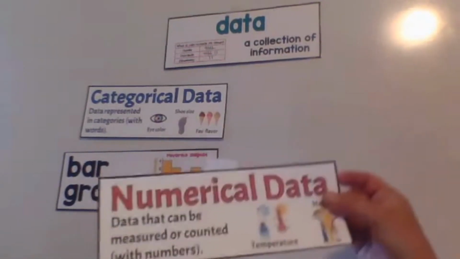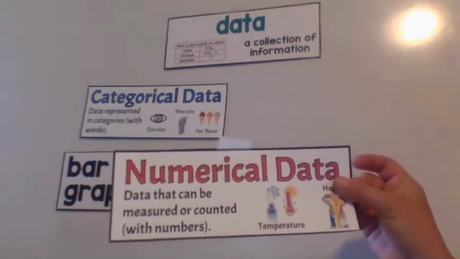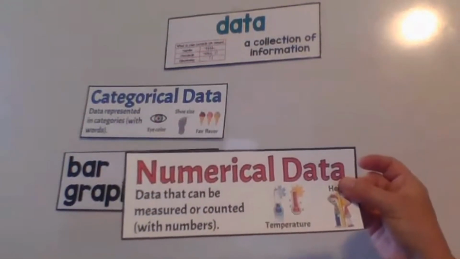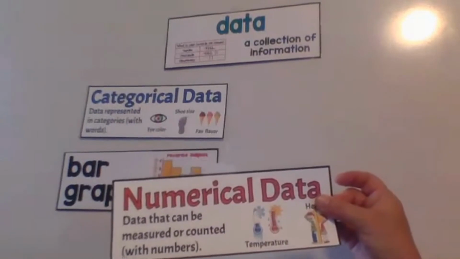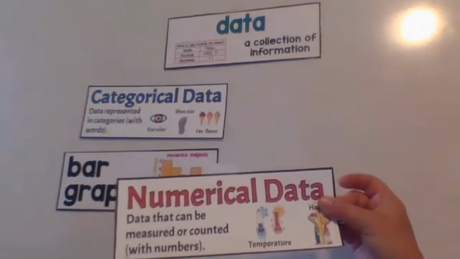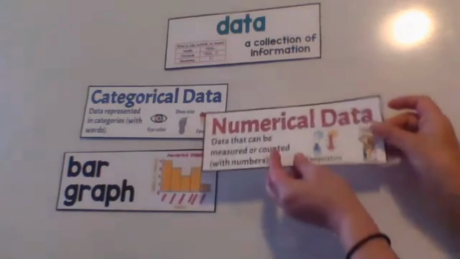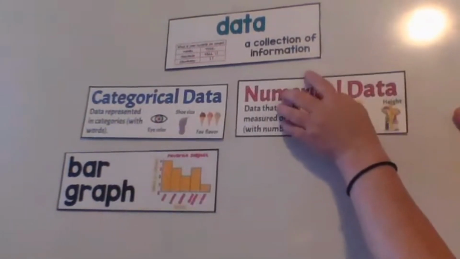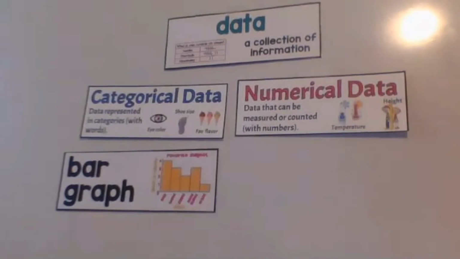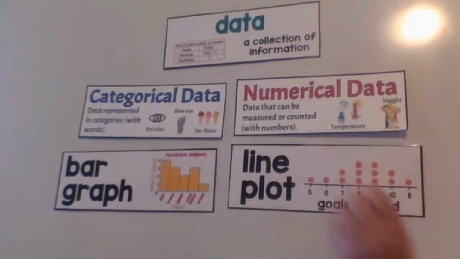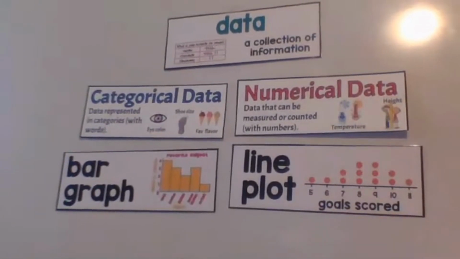The next kind of data we're going to talk about is numerical data. Okay. This is data that can be measured or counted with numbers. So when you see numerical, you think of numbers automatically, okay? This kind of data, a question would be, what is the temperature? How tall are you? Things like that, okay? So numerical data. And when we gather this information, we put it on a line plot, okay? This particular line plot graphs how many goals someone scored, okay, possibly in a soccer game.